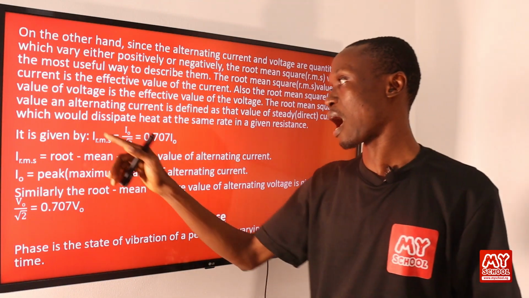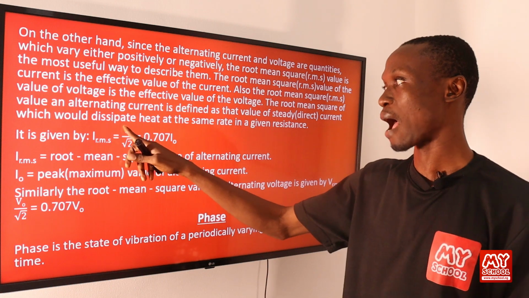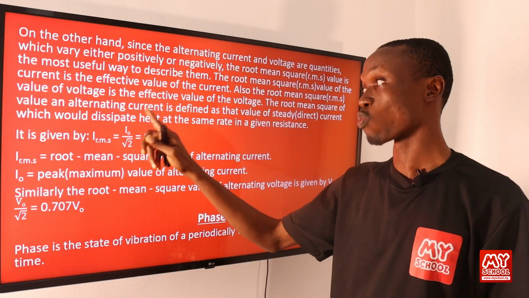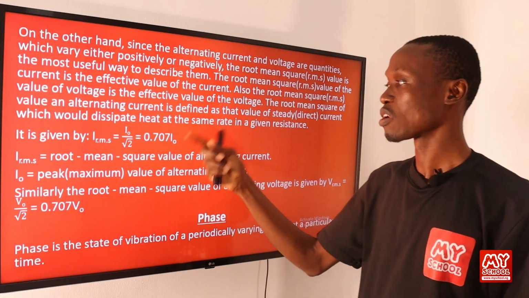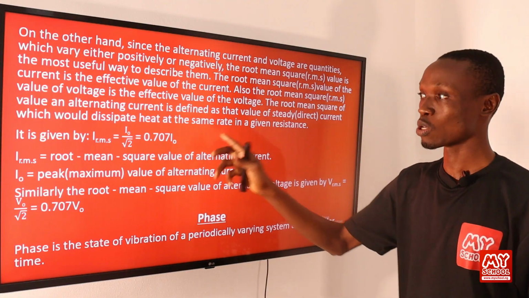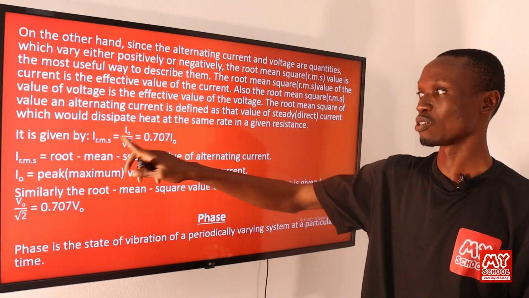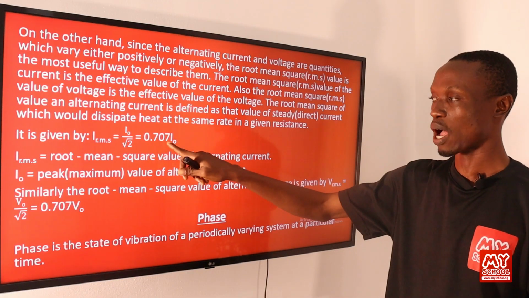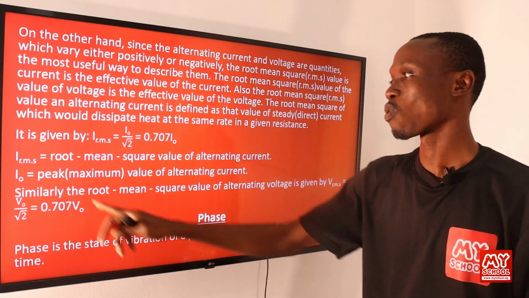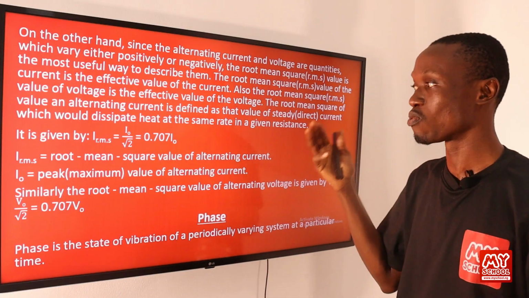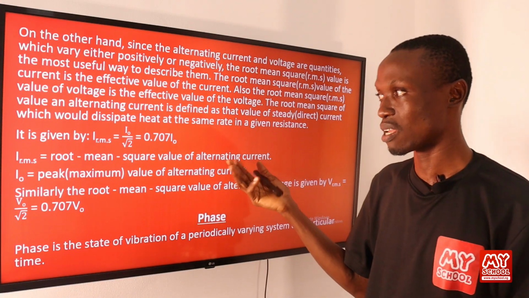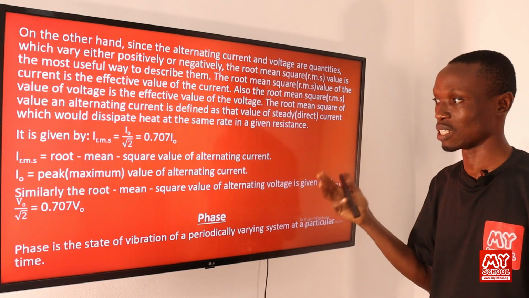It is given by I r.m.s is equal to I naught over root 2. Of course, I naught here is the peak current. So 1 divided by root 2 is equal to 0.707, so I r.m.s is also equal to 0.707 I naught. You can use either of these two. They are the same thing. I r.m.s here represents the root mean square value of the alternating current, while I naught, like we said earlier, represents the peak or maximum value of alternating current.